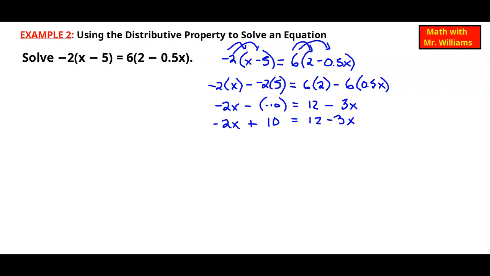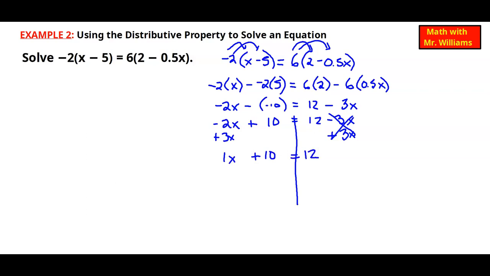Now we're going to combine like terms. So what I like to do is move the lowest one. So I see that's a minus 3x. Technically, it's the lowest, so I'm going to add 3x to both sides, canceling out the 3x's on the right, leaving me negative 2x plus 3x will give me 1x. And I'm just going to bring down the plus 10, and then equals 12.